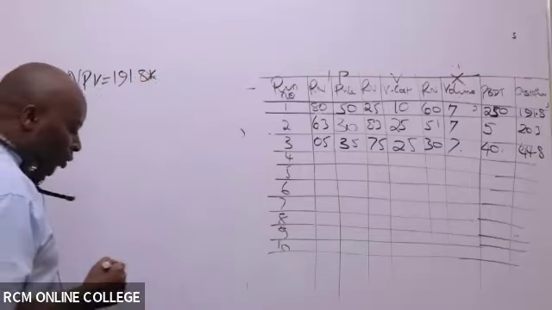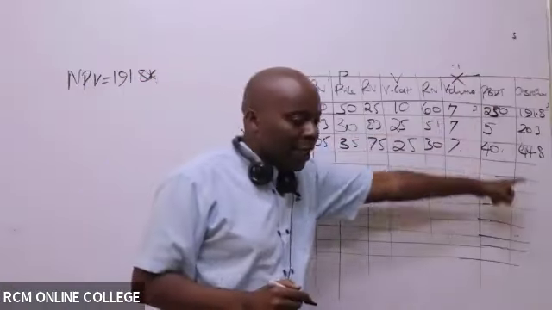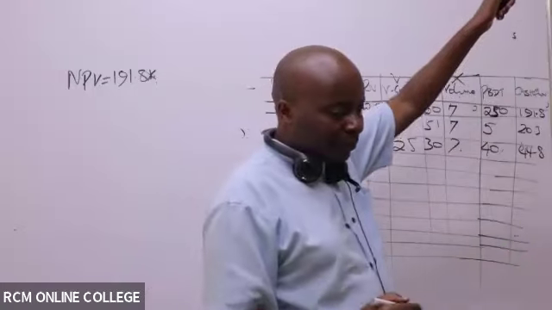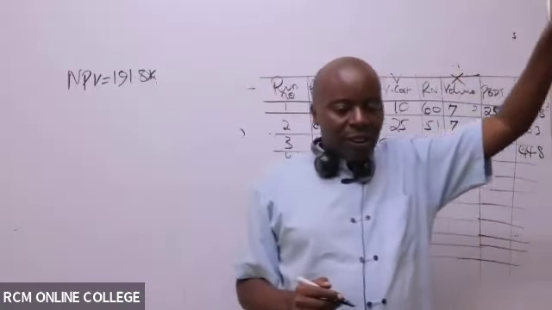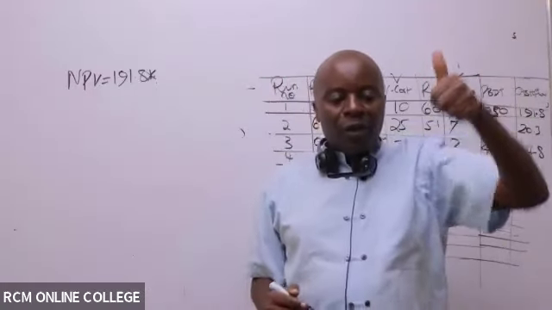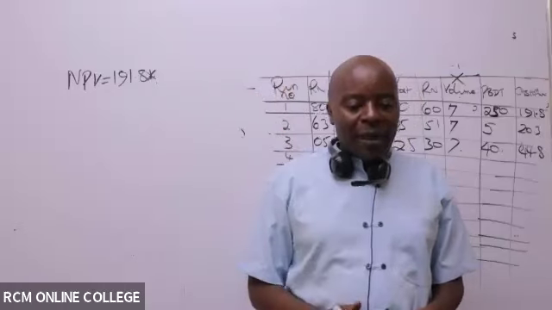Let me ask you a question. Am I going to use PVIF or PVFA in this question? When I'm discounting, which one am I going to use?